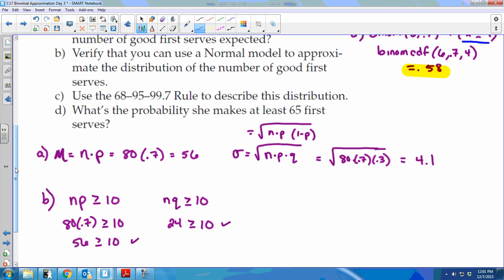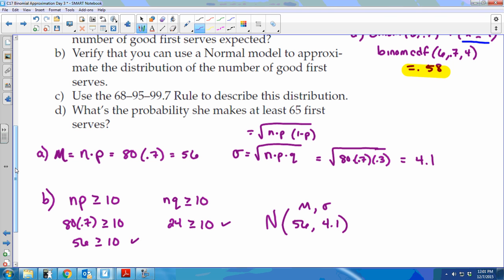So because we have enough successes and enough failures expected, we could use the normal model. Totally fine. We would use the normal model with a mean of 56 and a standard deviation of 4.1, because that's what we had in part A. We use the binomial mean and standard deviation as the mean and standard deviation of the normal model we're going to use to estimate. Everyone with me? Questions so far? That is what has been defined for us. Always 10.